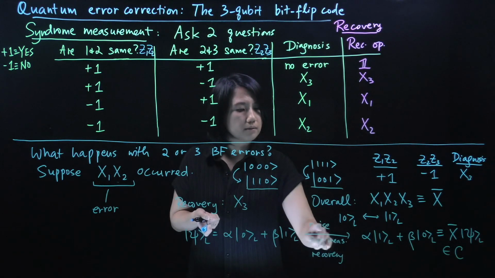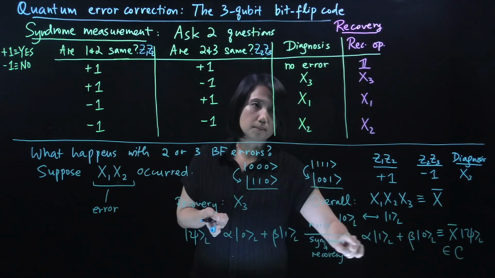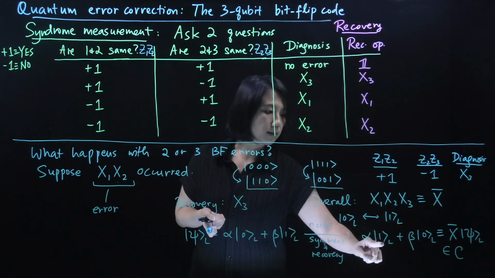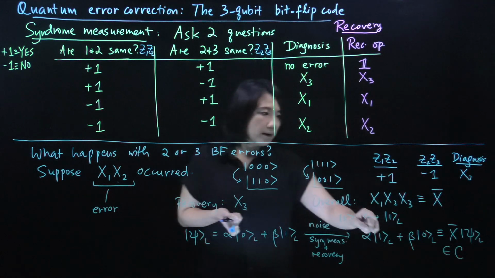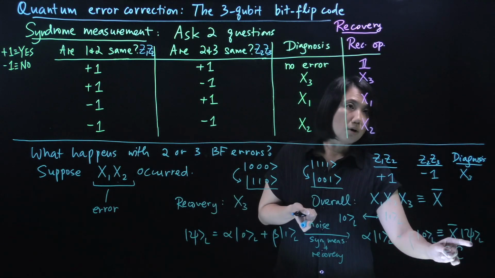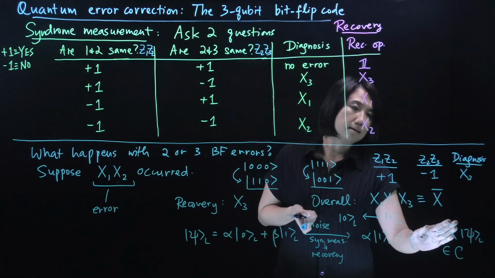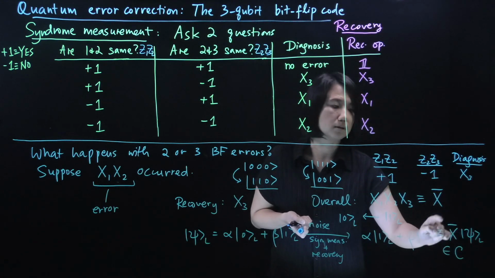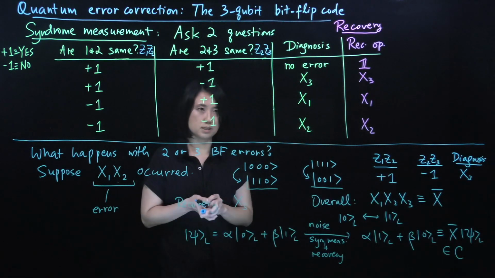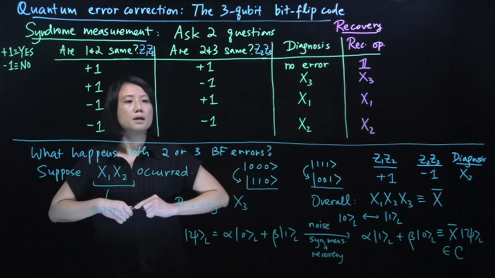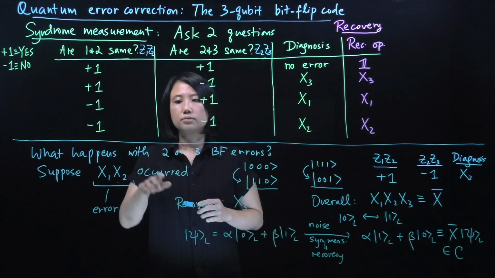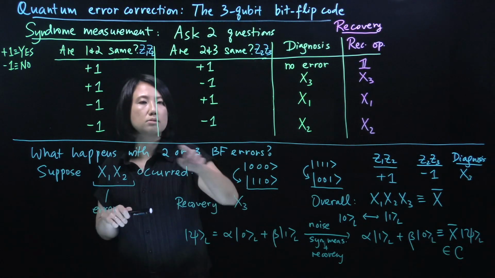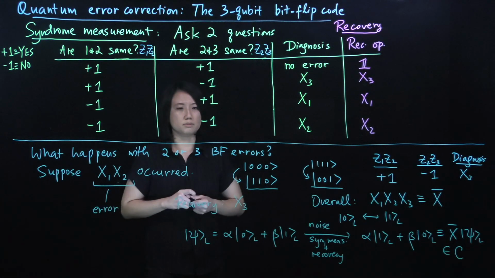My syndrome measurement and recovery brings me back into the code space because now I'm back in this linear combination of 0L and 1L. However, I wind up, in fact, in the wrong state because I'm no longer as per psi L. I'm, in fact, having an X bar operator, a logical bit flip, having been applied to the state that I started with. So you can actually work this out for all the other combinations of two errors, as well as the three qubit errors that will, in fact, happen.